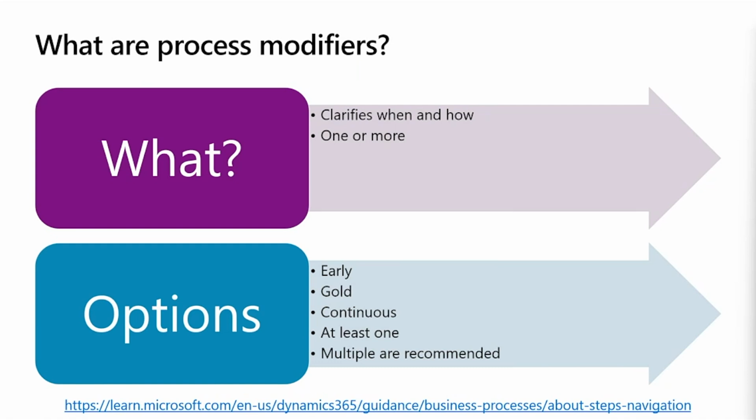So I want to talk very quickly about process modifiers. We'll do a quick demonstration of these pages and then we'll switch over to questions. Process modifiers are designed to explain when and how a particular step in the table should be executed, and they indicate if you need one or more. The options that you'll see in there are early, gold, continuous, at least one, and multiple are recommended. Gold is a concept that's specific to finance and operations apps, so you won't see that in any customer engagement related processes or steps. But if you're not familiar with what a gold environment is for, we have more documentation available out there to explain that.